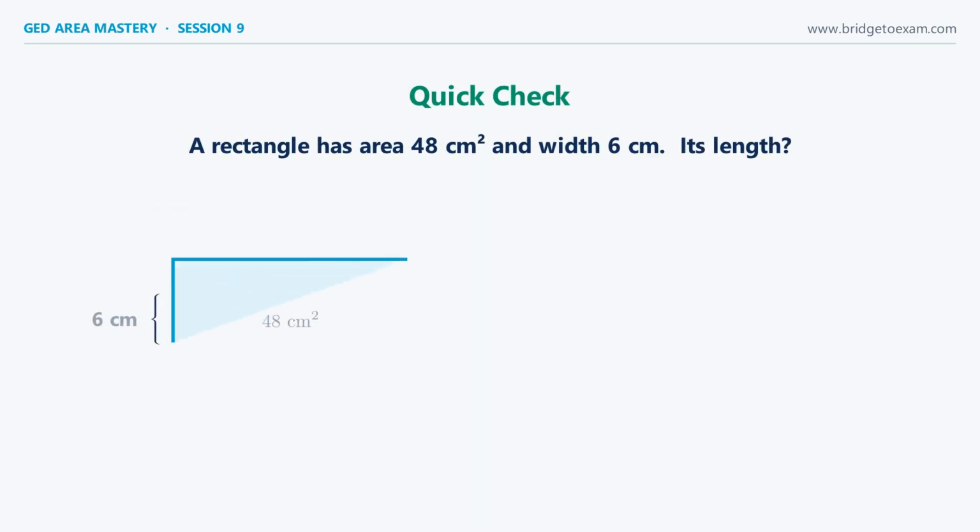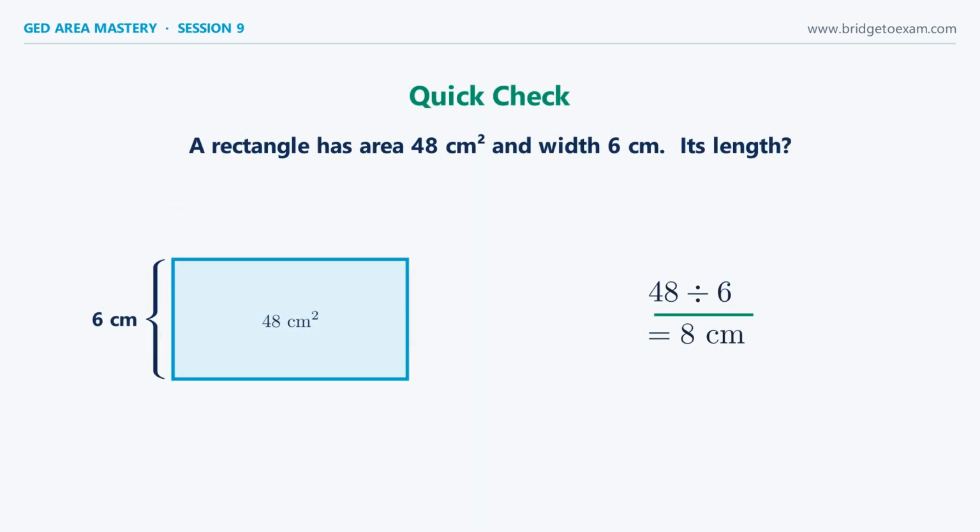Your turn. A rectangle has area 48 square centimeters and width 6. 48 over 6 is 8 centimeters. Note the unit, centimeters, because a length is one-dimensional.